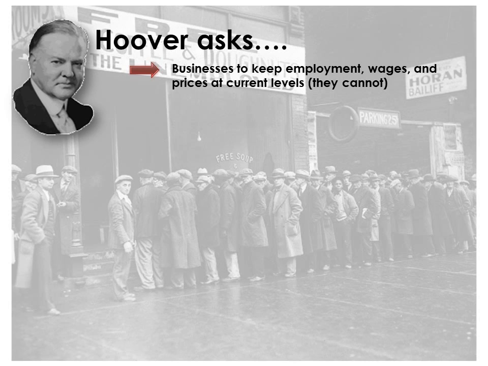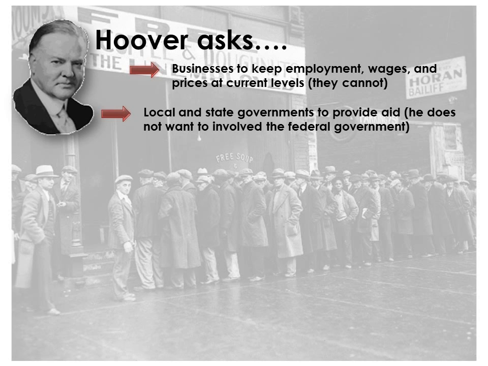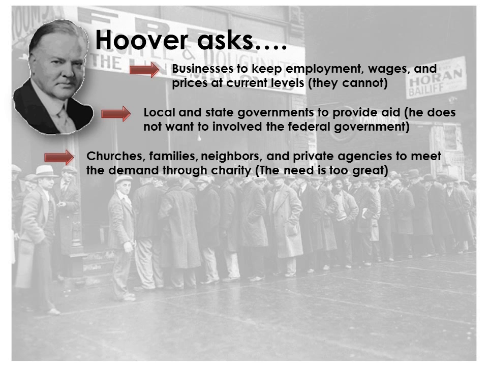If I am having trouble keeping my lights on, so to speak, then I'm not going to be able to keep my employees at the current wage. I'm going to have to cut employees. I'm going to have to cut wages. He also asks for local and state governments to provide aid. Now, this is not the federal government, and he does not want to involve the federal government in providing direct aid to people. So he does endorse and asks local and state government to do this, but nothing from the federal government. He also says that churches, families, neighbors, and private agencies should meet the demand through charity.